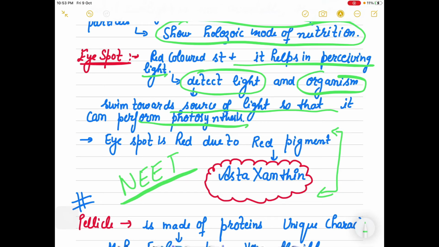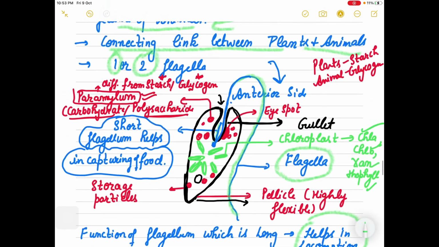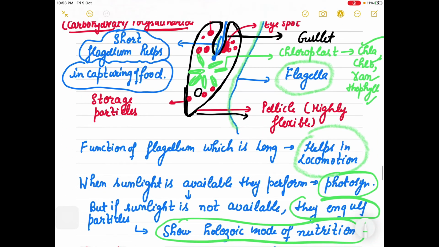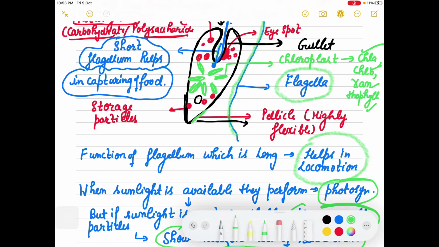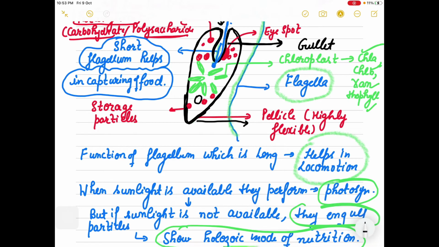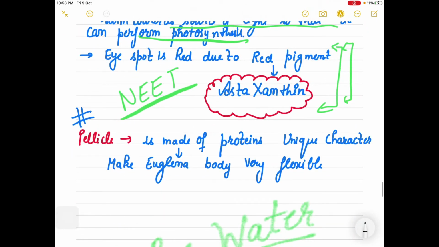But the color of the eye spot is red due to astaxanthin, right? Now comes the outer layer, that is the cell wall. This does not have any cell wall, right? So this outer layer, this black color layer, the outer membrane, is known as the pellicle.